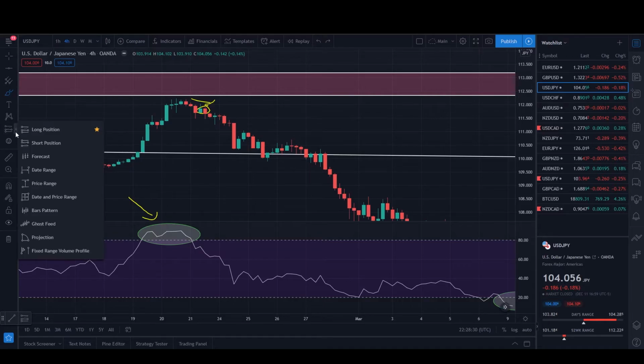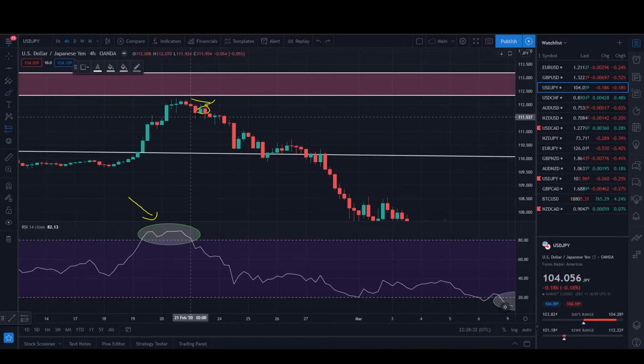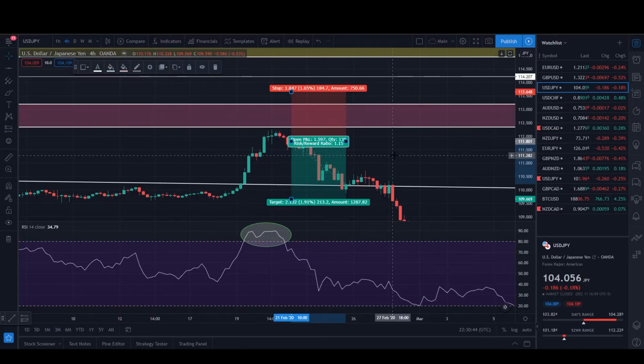So if you take a look at how many pips we could possibly make, and once again, don't forget to put your stop loss and your take profit levels in the right zone, just for your own benefit. If you enter a trade on the bearish engulfing candle, the risk to reward ratio is 1.15, and you could potentially make 213 pips in your pocket.